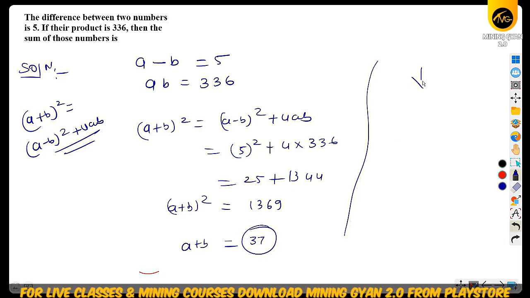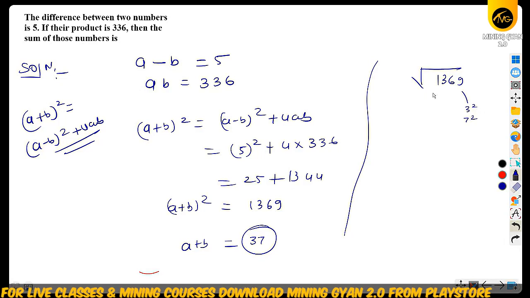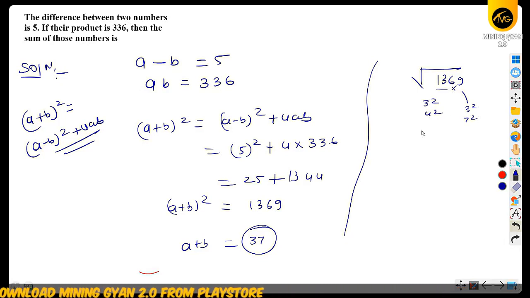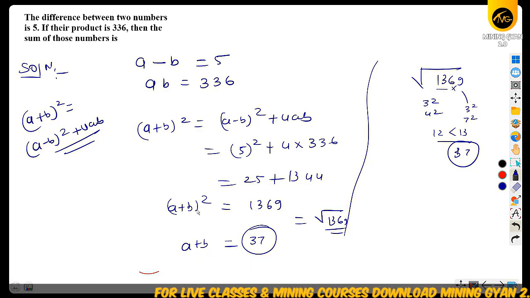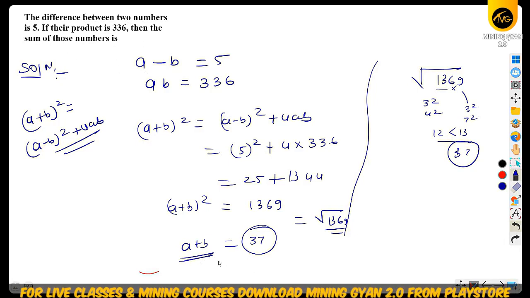Okay, let me check. 1369, it will be 3 square and 7 square, so 37. So the root value of 1369 will be 37. So A plus B is 37. What is the question? The sum of those numbers, so A plus B is equal to 37. Okay, correct answer is 37.